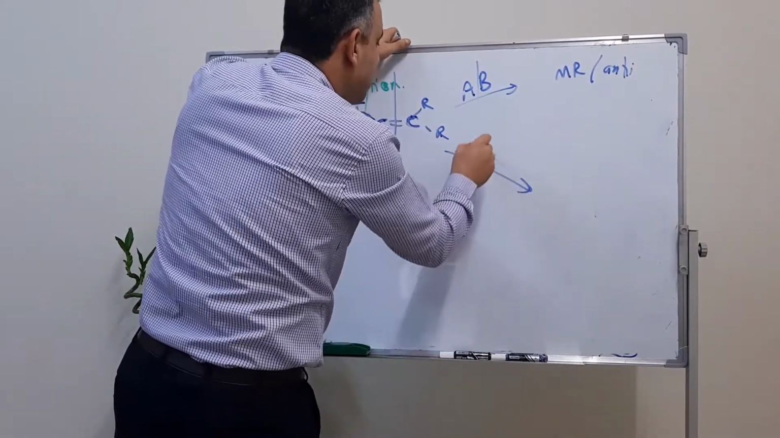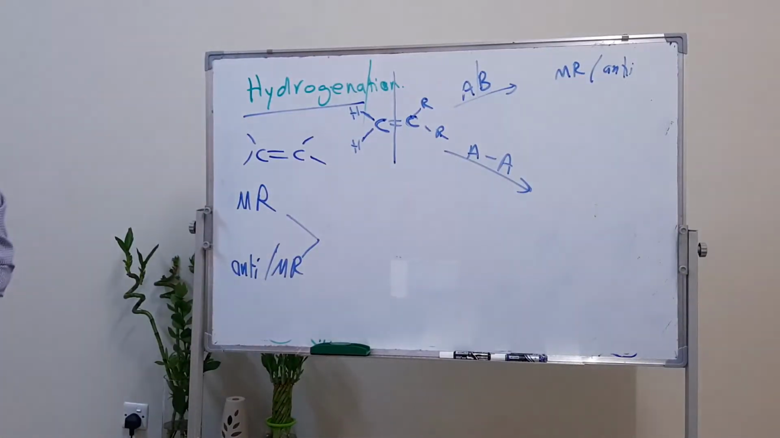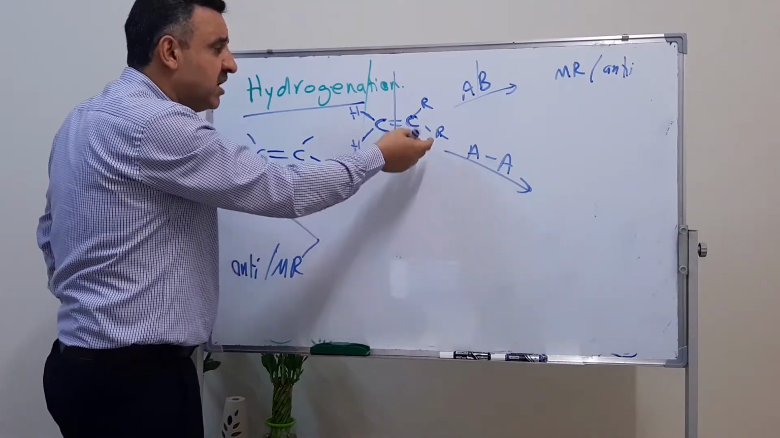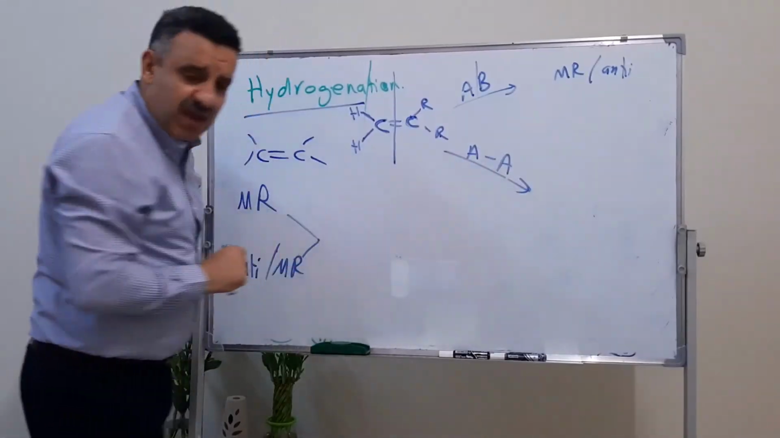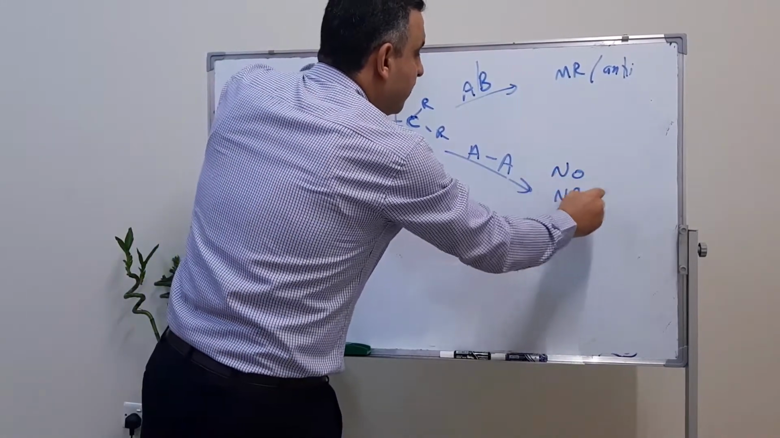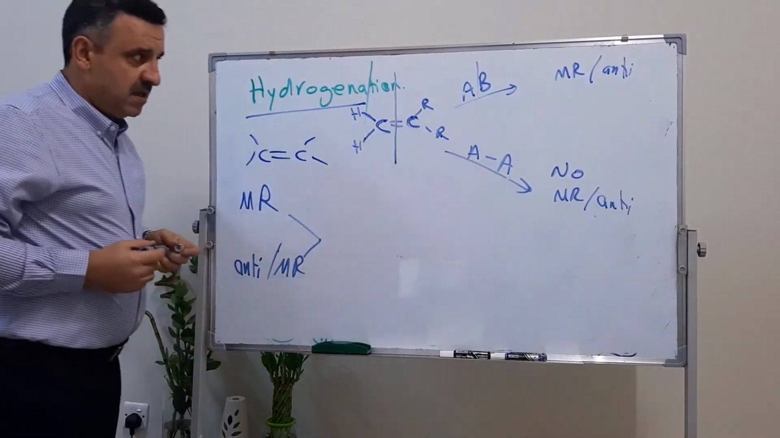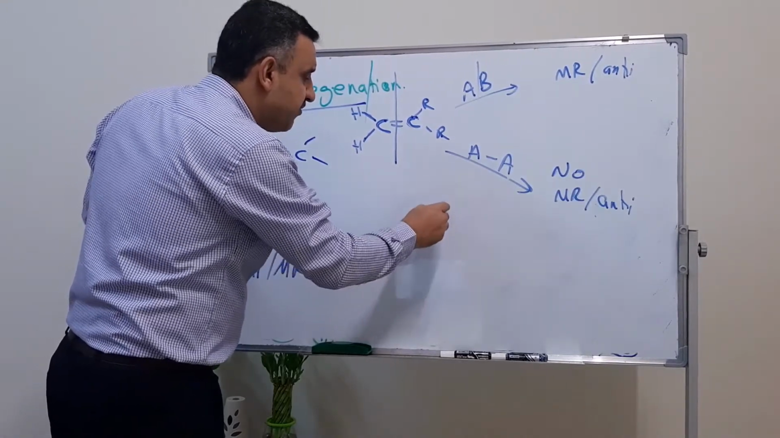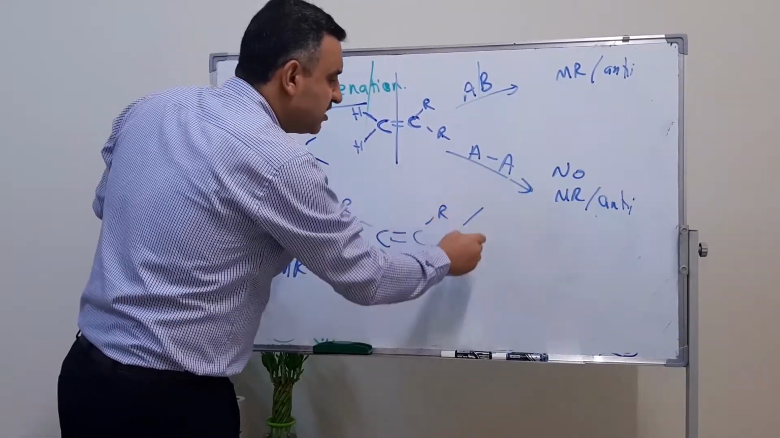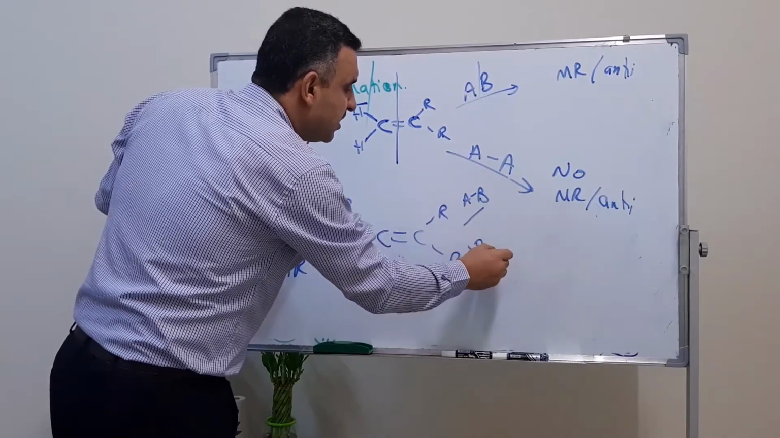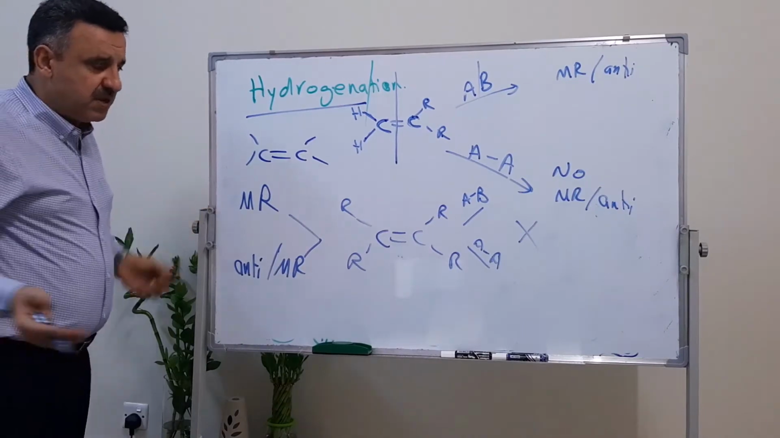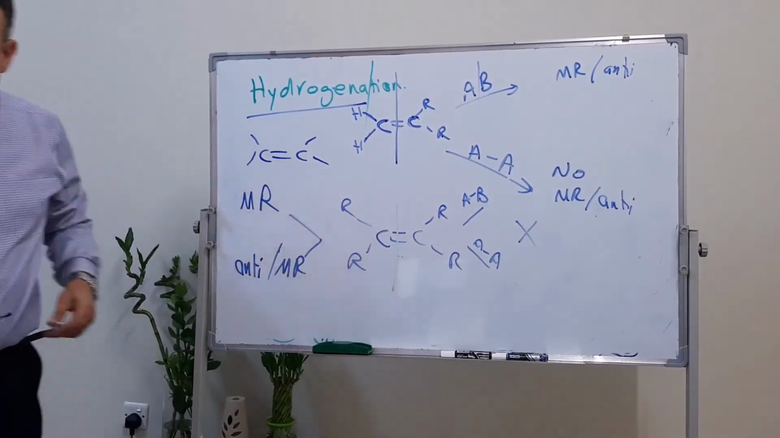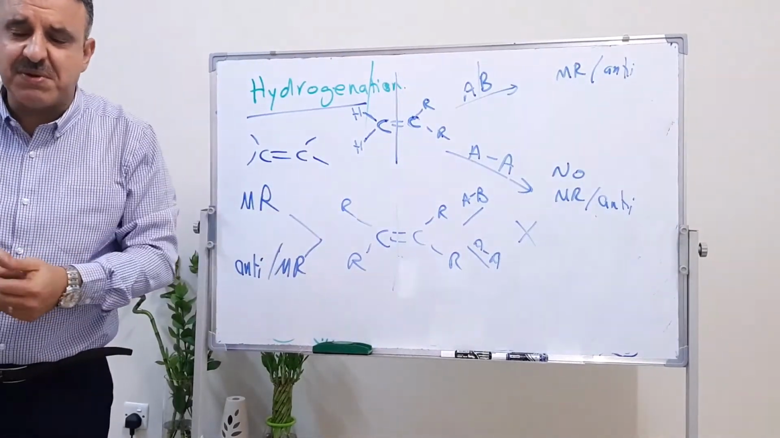If you allow this to react with AA, for example, do you need the Markovnikov rule? Do you need to bother yourself if this reaction is Markovnikov or anti-Markovnikov? No, because it doesn't matter where the A attaches, this carbon or that carbon, because it's the same A. So here there is no Markovnikov or anti-Markovnikov. Of course, if you have a symmetrical alkene, by all means, for example RR, RR, then regardless of whether you react it with AB or AA, there is no need for Markovnikov, because at the end of the day it is symmetrical, so with both possibilities you will get the same product.